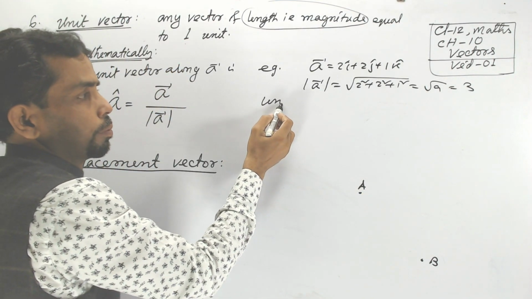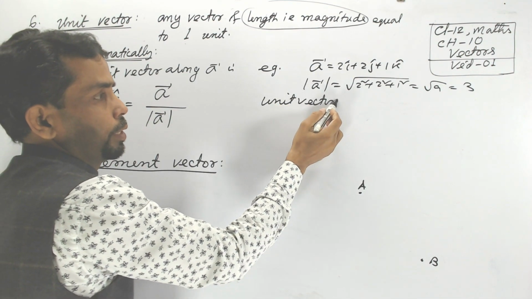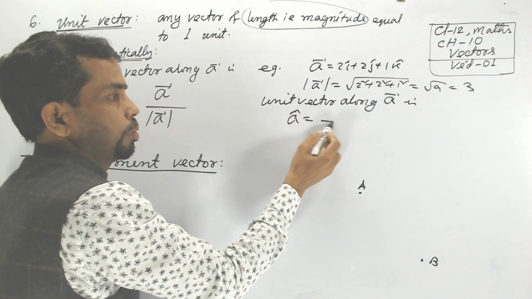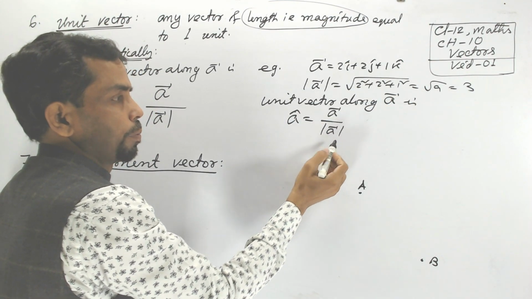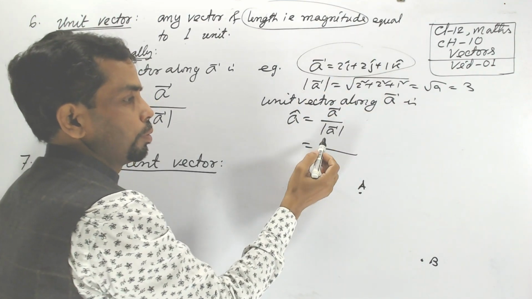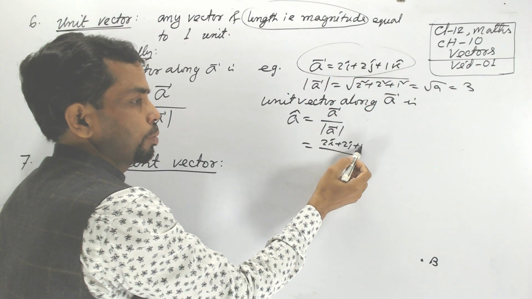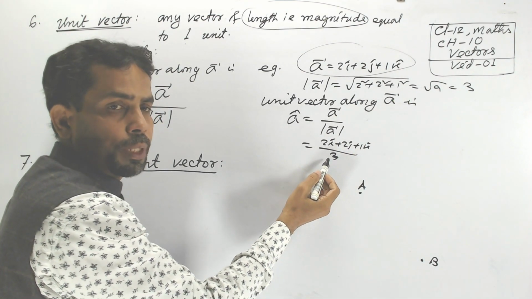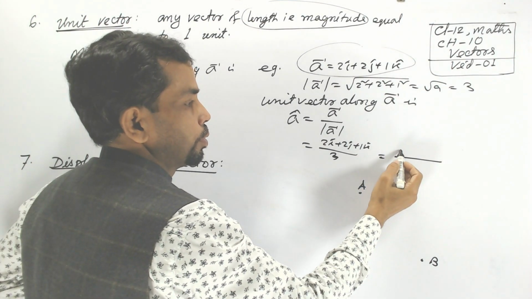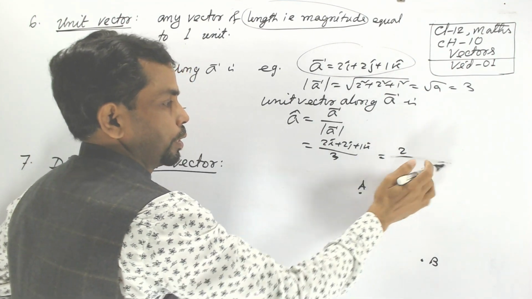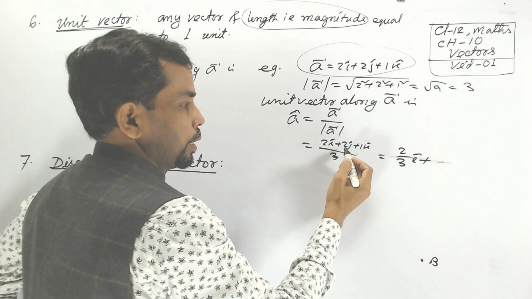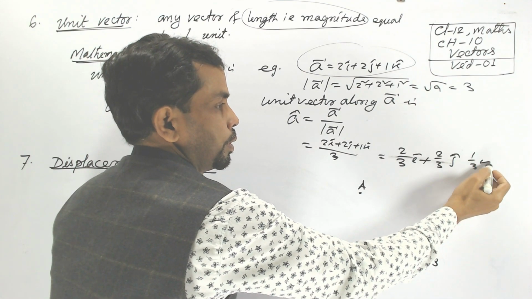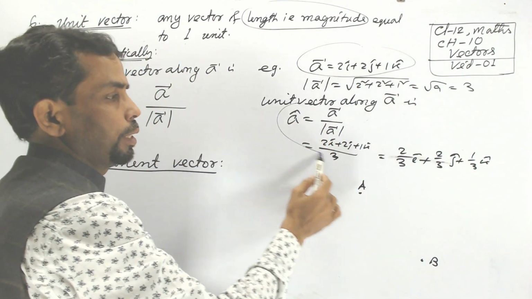So now we can find the unit vector along A. A cap is equal to the vector divided by its magnitude. That means the vector is 2i plus 2j plus 1k, and the magnitude I have got is 3. So vector divided by magnitude gives the unit vector. It will be 2 by 3 i, 2 by 3 j, and 1 by 3 k.